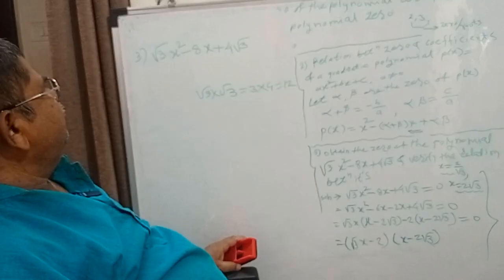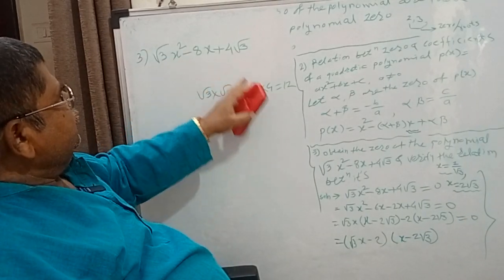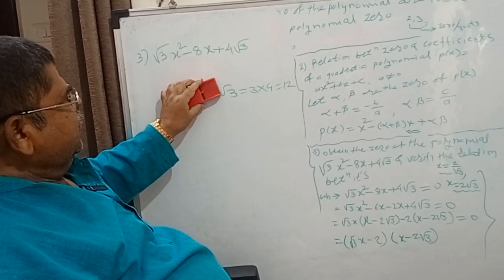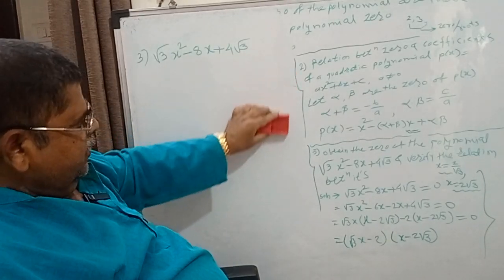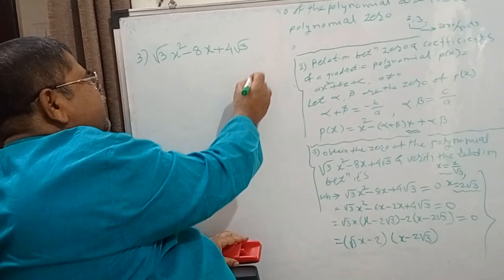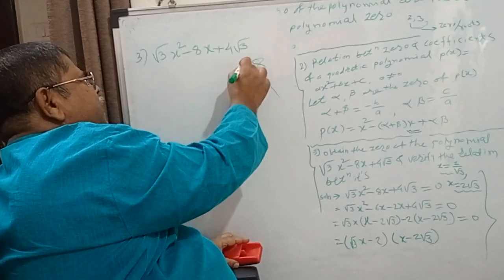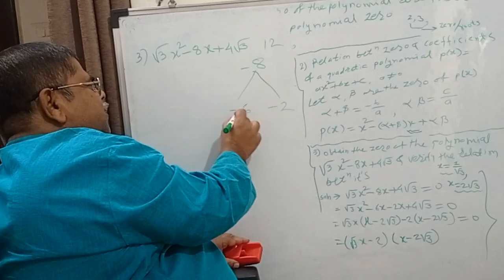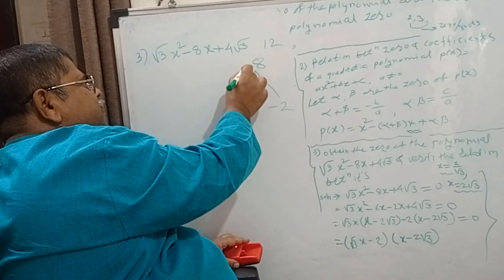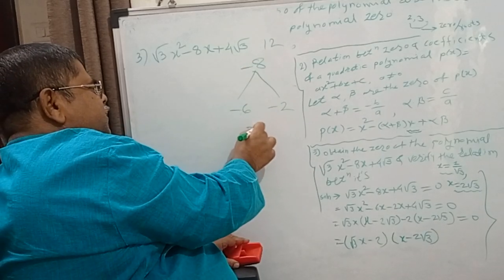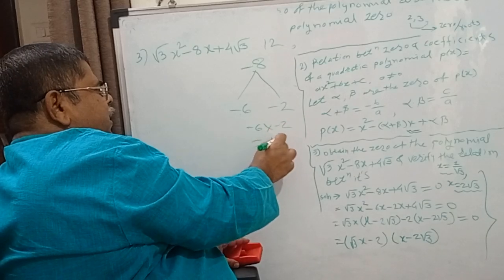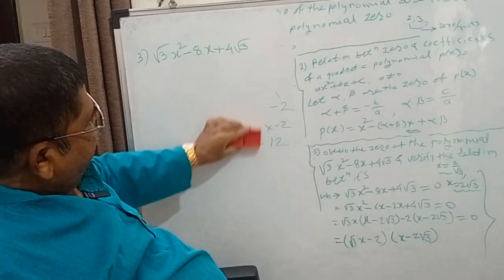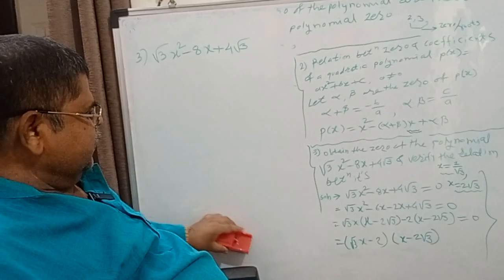Okay, this is very simple. The multiplication should be 12 and the addition should be minus 8. Which two numbers are these? Minus 8 should be there, and plus 12. Here minus 6 and minus 2: minus 6 plus minus 2 is minus 8, and minus 6 multiplied by minus 2 is equal to 12. This is the answer.